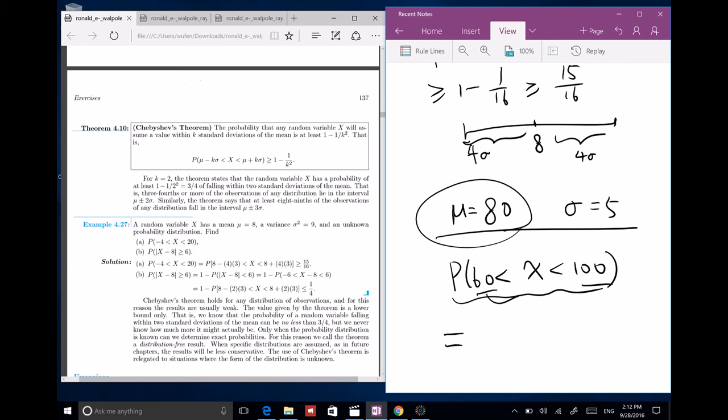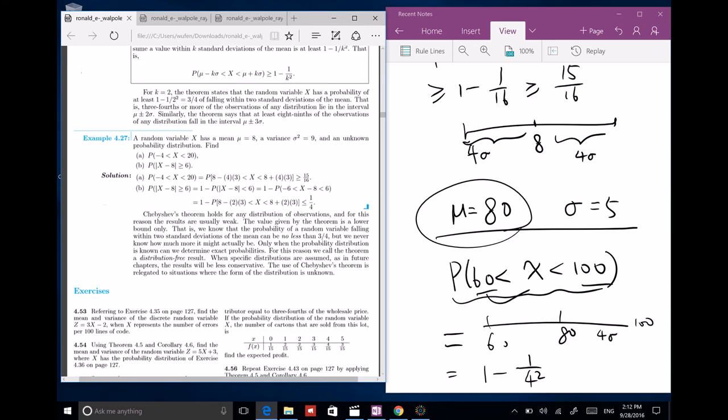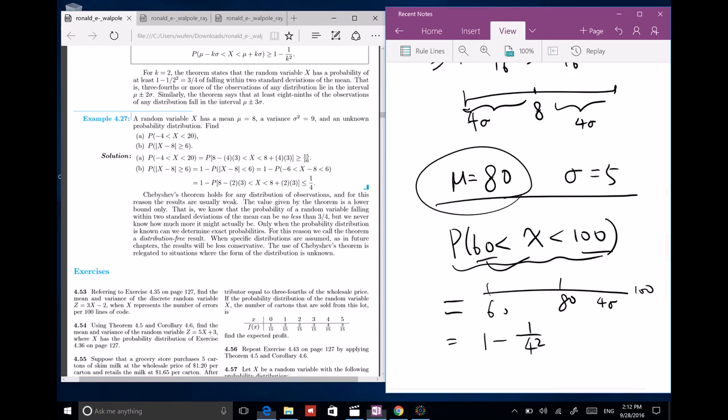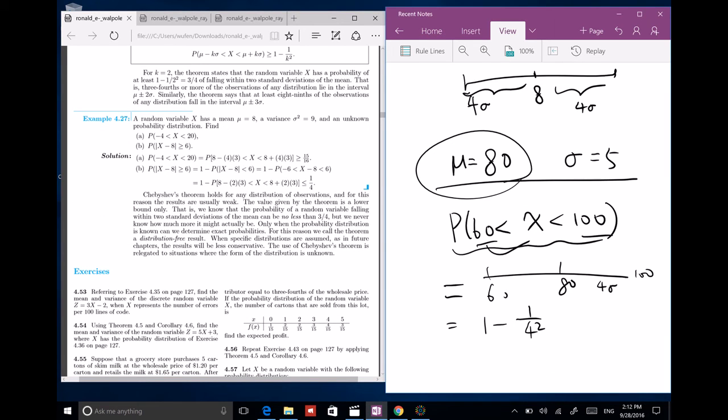So now, the mean is 80 and the interval is 4 sigma. Sigma is 5, so 4 sigma to the right is 100, and 4 sigma to the left is 60. So it's also 1 minus 1 over 4 squared. That's Chebyshev's theorem.